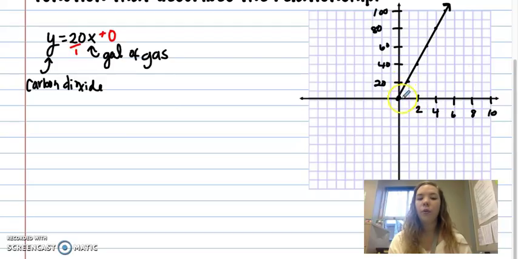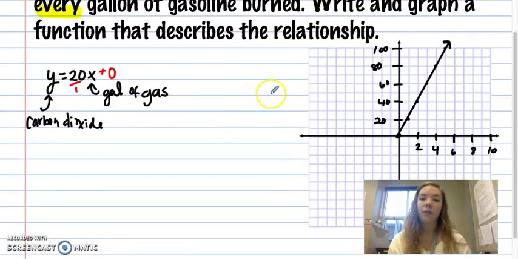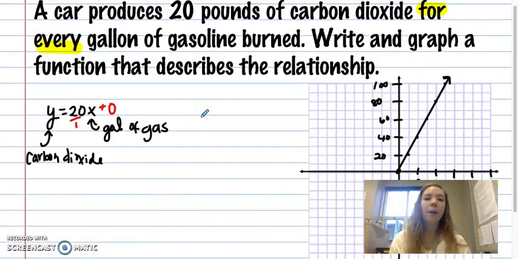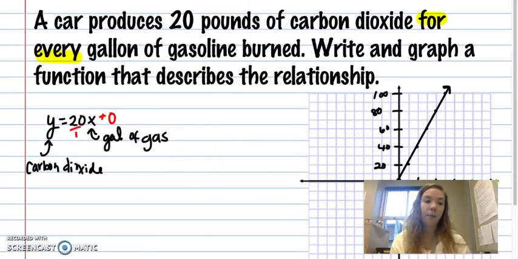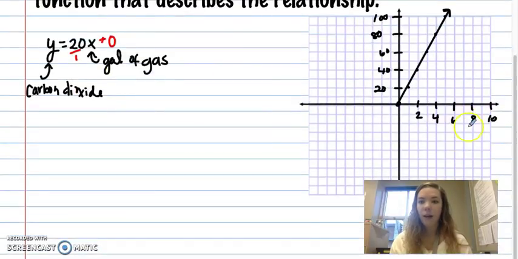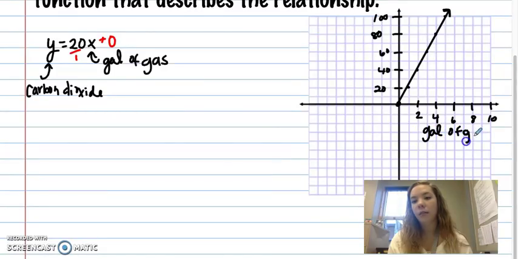Okay, so if you use 0 gallons of gas, you have 0 pounds of carbon dioxide. If you burn 1 gallon of gas, you have 20 pounds of carbon dioxide. If you burn 2 gallons of gas, 40 pounds of carbon dioxide, and so on. So each point tells you how much carbon dioxide you've produced based on how much gas you've used. All right, so let's go ahead and label this too. We have gallons of gas, and over here we have carbon dioxide.